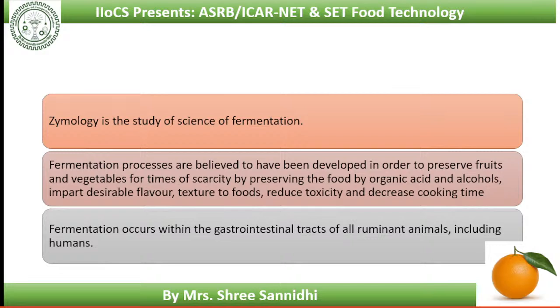Fermentation processes are believed to have been developed in order to preserve fruits and vegetables for times of scarcity. Preserving the food by organic acids and alcohols, they impart desirable flavor and texture, reduce toxicity, and decrease the cooking time of the food. Fermentation occurs within the gastrointestinal tracts of all ruminant animals, including humans. So we all know that even in our body, in our intestine, the gut, fermentation happens. We have a lot of microorganisms in our gut too.